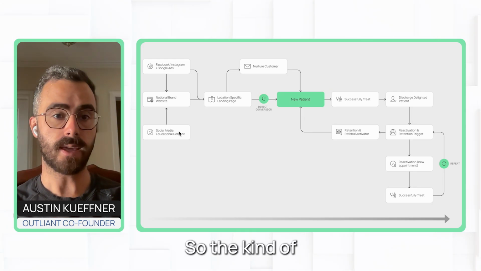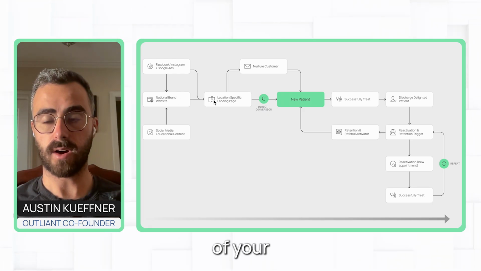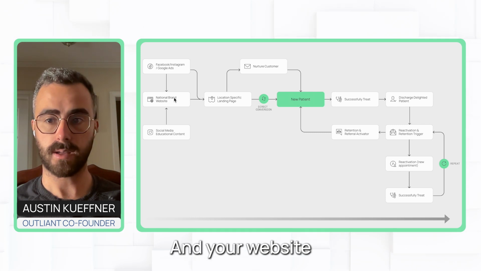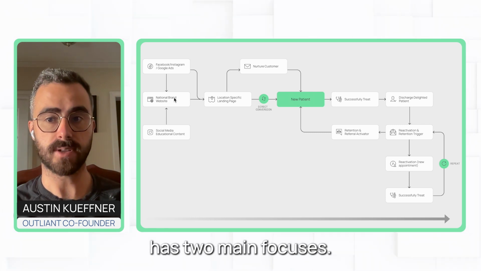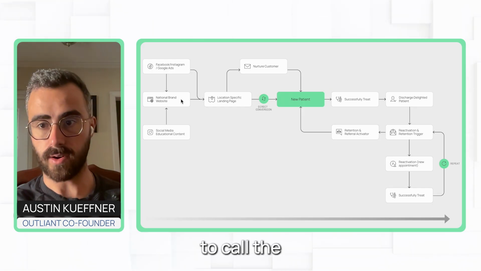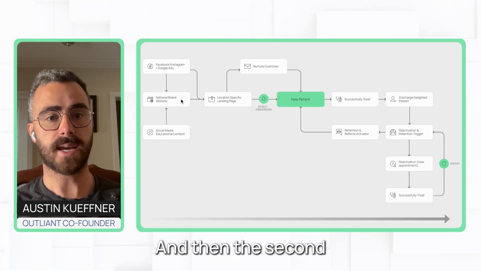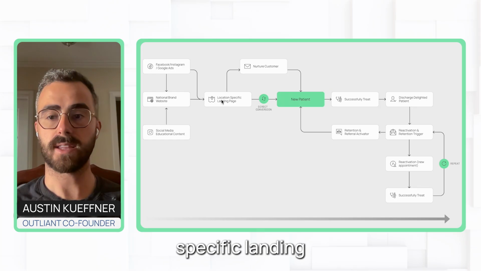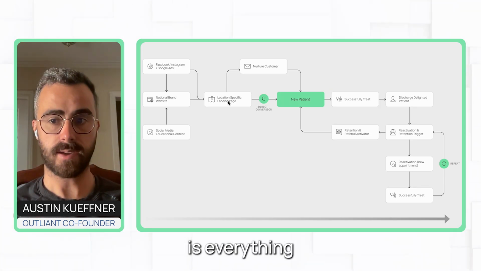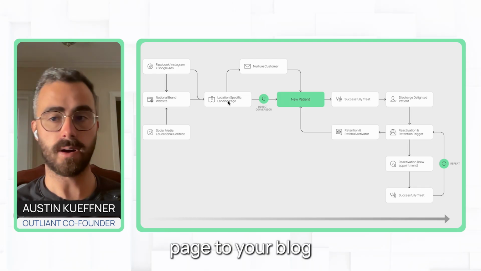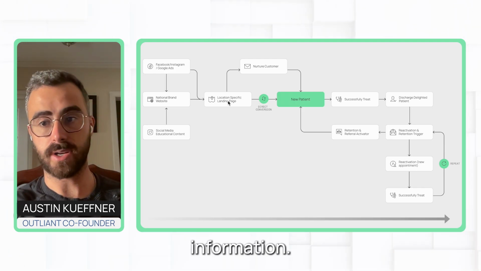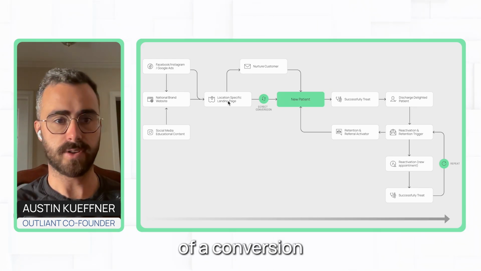So the core component of your digital experience is your website. And your website has two main focuses. The first is the national brand website, which we're going to call the marketing website. And then the second is the location specific landing pages. The national brand website is everything from your homepage to your blog to your About Us, any other ancillary information. It also consists of a conversion funnel.